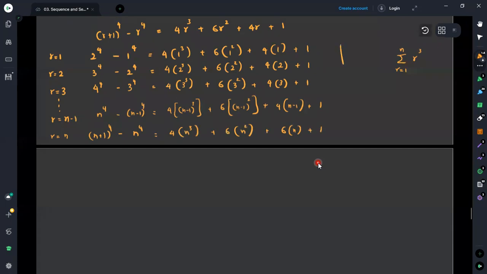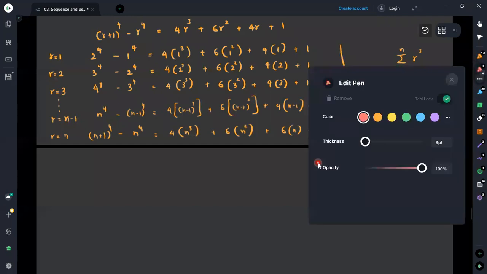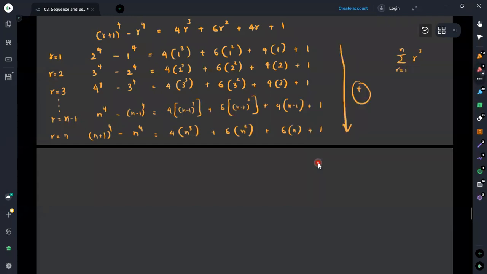Now what we need to do is add all these n number of equations together. Once we add these equations, we can see that there is also a cancellation pattern. Plus 2 to the power 4 cancels out with minus 2 to the power 4. Then plus 3 to the power 4 cancels out with minus 3 to the power 4. In a similar way, we can have the cancellations. Likewise, n to the power 4 also cancels out with minus n to the power 4 once we add these n number of equations.